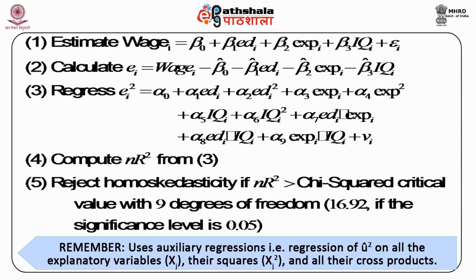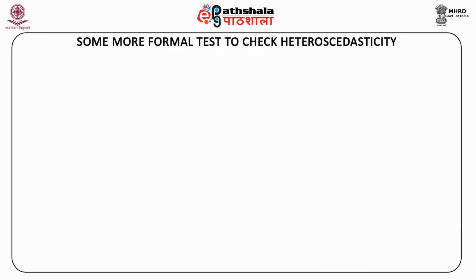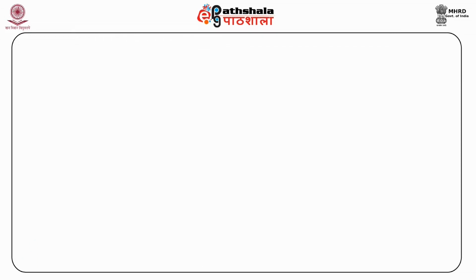Then we compute the R square from the auxiliary equation, which is in step 3. Finally, our test result of heteroscedasticity depends on whether this R square is greater than or smaller than the critical value from the chi-square distribution with k degrees of freedom. If this R square is greater than the critical value, then our data will suffer from the problem of heteroscedasticity.